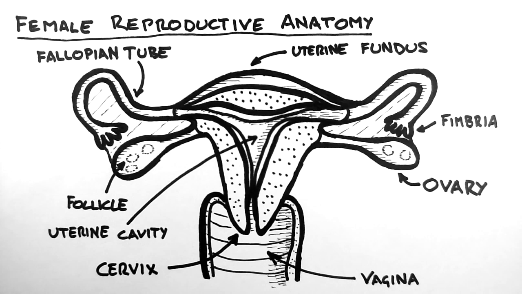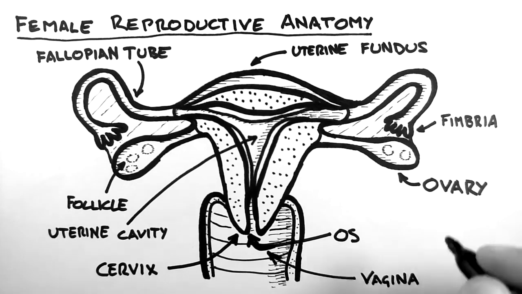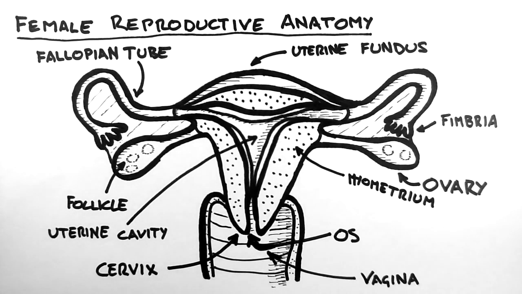The opening of the cervix is called the os. The thick muscular wall of the uterus is known as the myometrium. This muscular tissue contracts during childbirth in order to expel the baby from the uterine cavity.